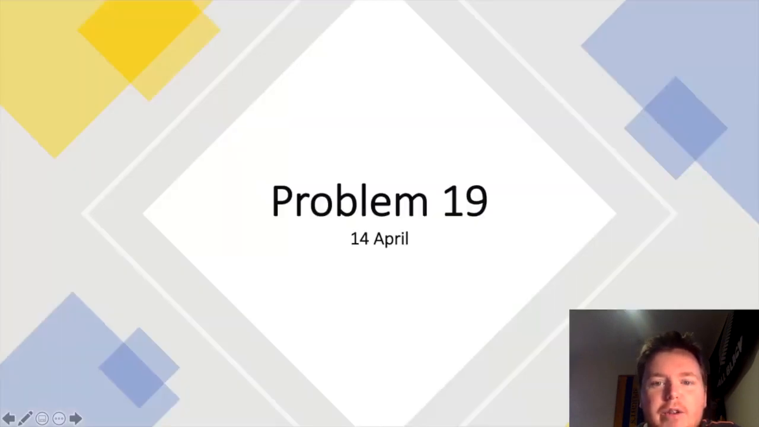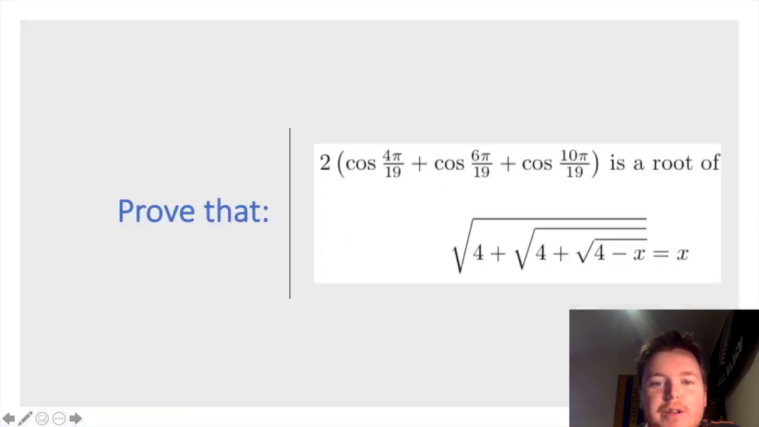Our last one, 19, the beautiful prime number that it is. Alrighty, prove that trig expression there is a root of the irrational equation below. So I'll let you have a go at that. Like I said, just try some stuff. Just see what you come up with.